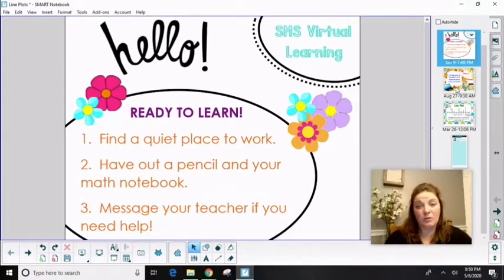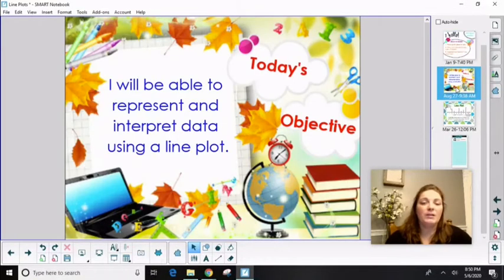All right, we are still working in Chapter 11. Today's objective: I will be able to represent and interpret data using a line plot. So we're taking a break from converting in the customary system, and we're just going to do a lesson today on line plots. Maybe you've heard of them before.